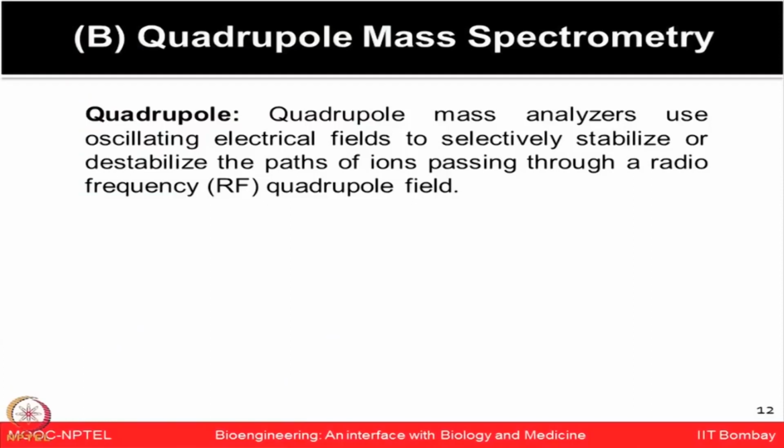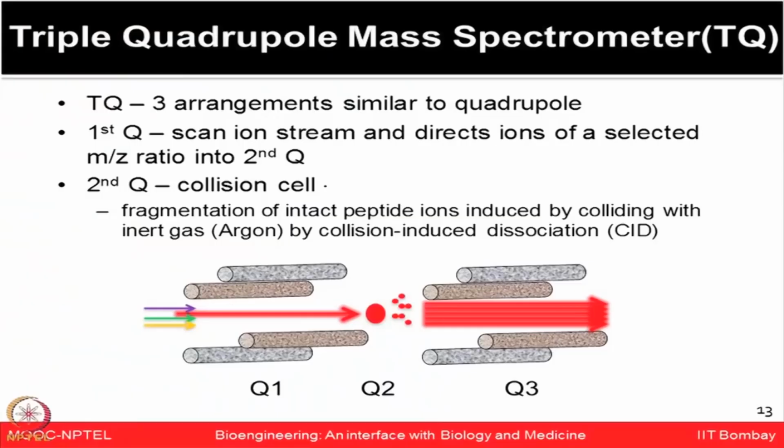Another popular configuration is quadrupole based mass spec. These mass analyzers use oscillating electric fields to selectively stabilize or destabilize the path of ions moving inside these quadrupoles, and they are passing through the radio frequency of this quadrupole field. So, this is again one of the popular configurations, and there are certain mass specs like triple quadrupole based on these principles, where in the first quadrupole you are scanning the ion stream and directing the ions of a selected mass to charge ratio.